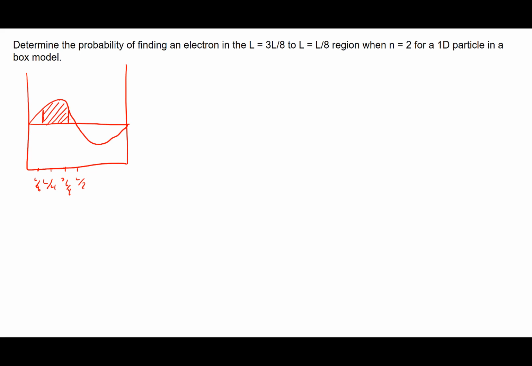So if we look at what the wave function is, the wave function of a 1D particle in a box is equal to the square root of 2 over L times sine of n times pi times x over L. And so n is the principal quantum number of the energy level you're looking at, pi is pi, x is the position, and then L is just simply the length of the box. So probability is just simply the wave function squared. So if we square this, what we get is 2 over L times sine squared of n pi x over L.